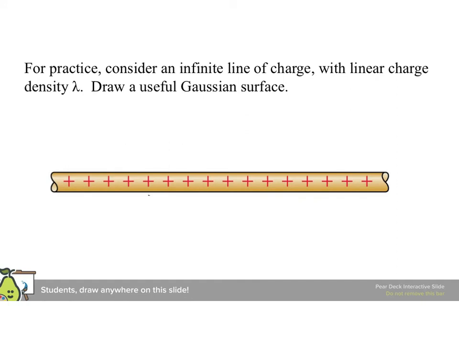All right, for practice, consider an infinite line of charge with linear charge density lambda, as shown below. Draw a useful Gaussian surface, a thing that would let us apply Gauss's law easily. As a hint, remember, you want to think about what the shape of the electric field is going to be like. You'd like your Gaussian surface to mimic that shape, or at least have the same symmetries, and the symmetry of your charge distribution.